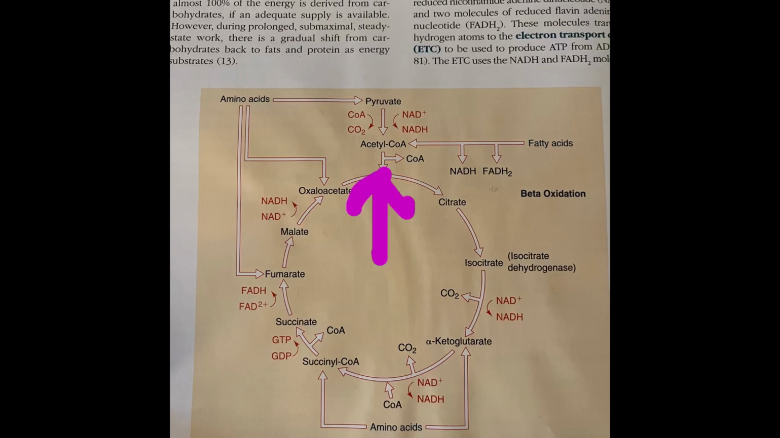The reaction can be summarized as follows: pyruvate plus NAD plus CoA gives you acetyl-CoA plus NADH plus hydrogen ion plus CO2. The chemical formula for acetyl-CoA is C23H38N7O17P3S.